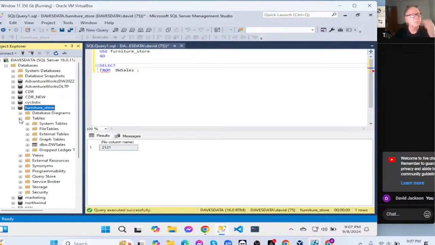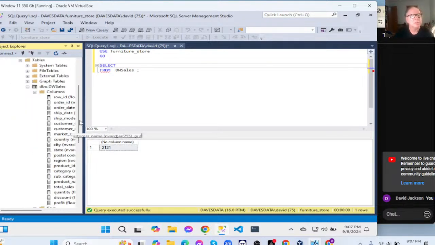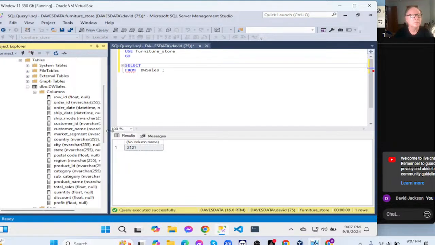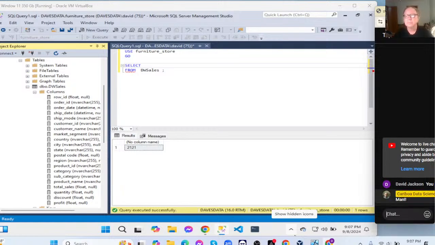One row equals one order. So we got 2,121 rows. Tables. Columns.